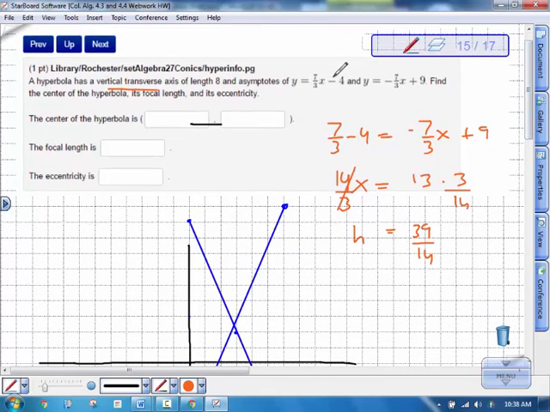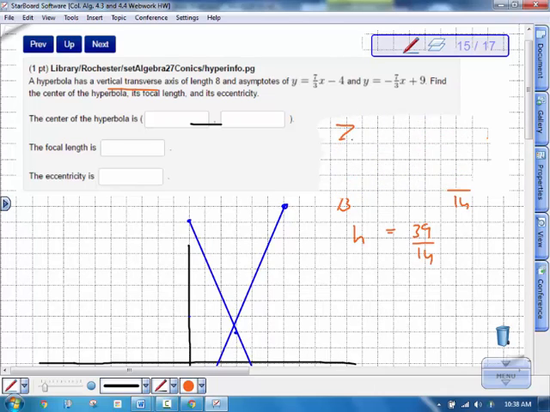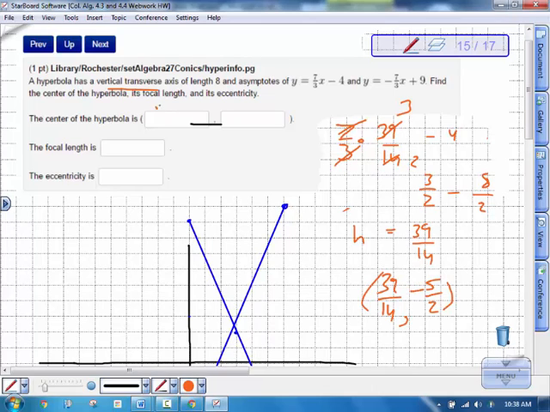The x coordinate for the vertex. To find the y coordinate, I plug this back into either one of these and find out what y is. So I'll do that now, which is 7 over 3 times 39 over 14 minus 4. 3 goes into 39 3 times. 7 goes into this twice, so it's 3 halves minus 4. So 3 halves minus 4 over 1. I'll make the common denominator 2, which makes this 8. So negative 5 halves. So my center is at 39 over 14, comma negative 5 over 2. That works fine right here.